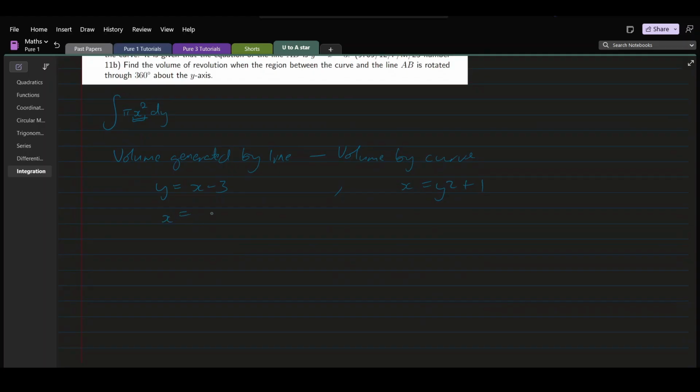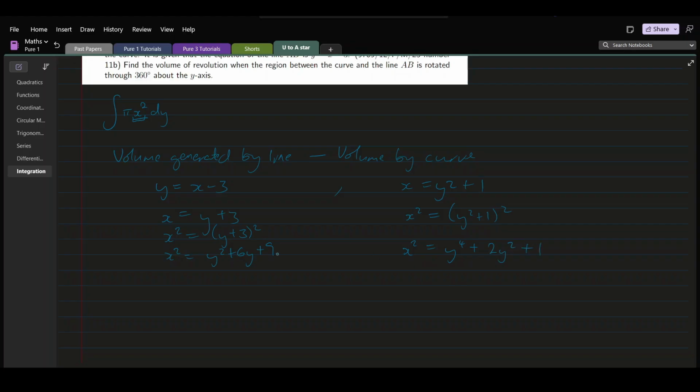So let's start with the line. This becomes x is equal to y plus 3. If you square both sides, that's x squared is equal to (y plus 3) squared. Let's just expand that. x squared is equal to y squared plus 6y plus 9. Let's make x squared the subject of the formula here as well. So that's (y squared plus 1) squared. And if we expand, that becomes y to the power 4 plus 2y squared plus 1.